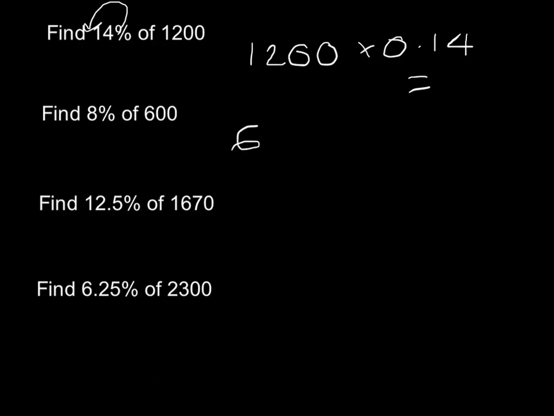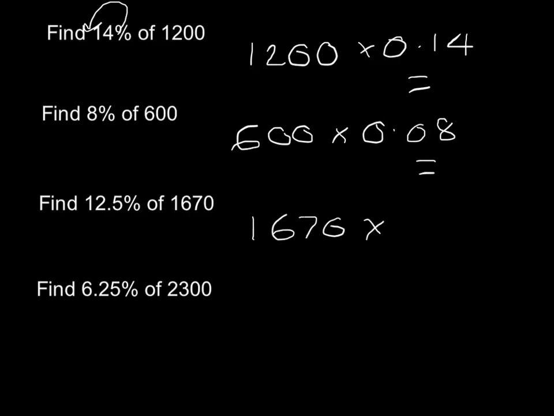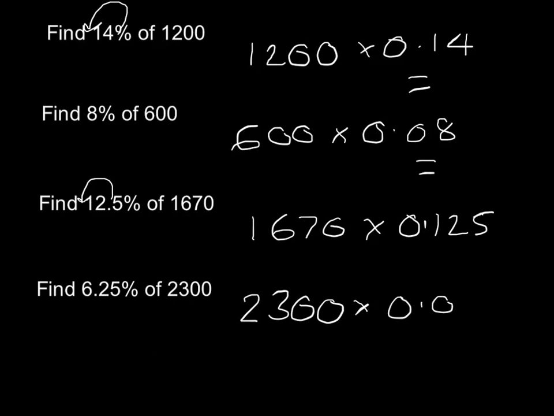So 8% of 600, so 600 times the decimal equivalent for 8%, which is 0.08. Find 12.5% of 1670, so 1670 times 0.125. Again, just look at that point moving two places, 0.125. And finally, 6.25% of 2,300 can be found by taking 2,300 and multiplying it by 0.0. It's only a single digit, so you need the naught first to show there's no tens. 6, and then just write the 25 on the end.